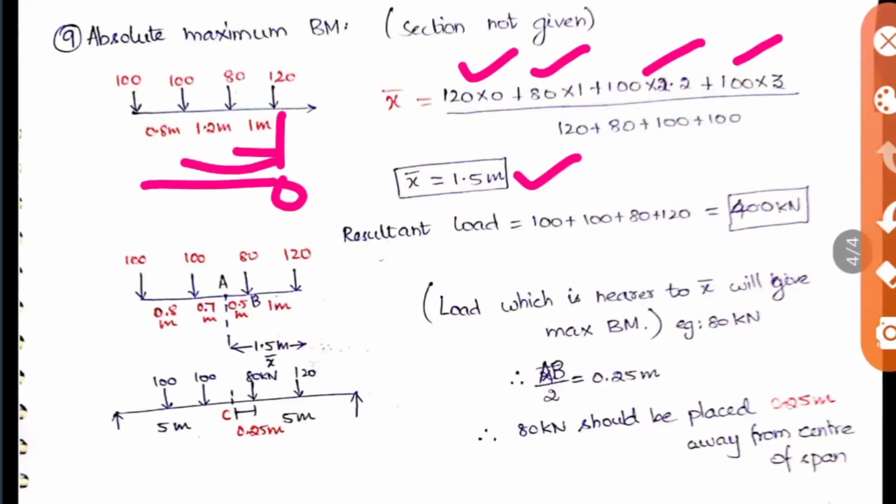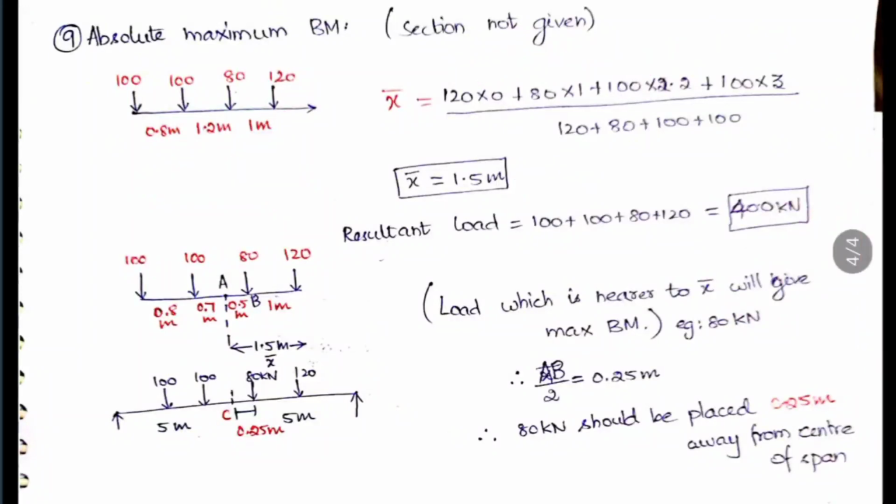The next step is you have to find the resultant load. It is nothing but the summation of all the loads. It is 400 kilonewton. So these both are very important. So the next case is where we have to place these loads so that we get the maximum bending moment, because a section is not given. When the section is given, we can directly place it there.